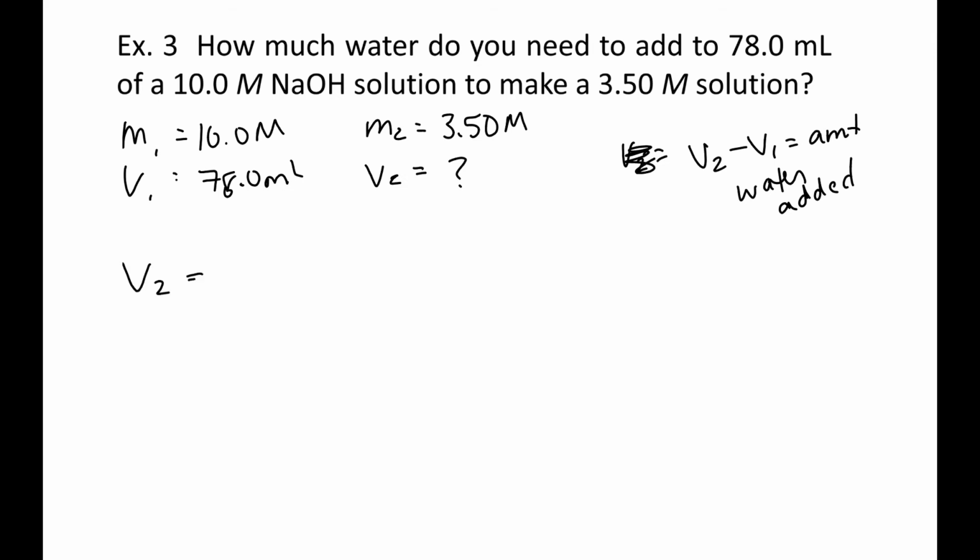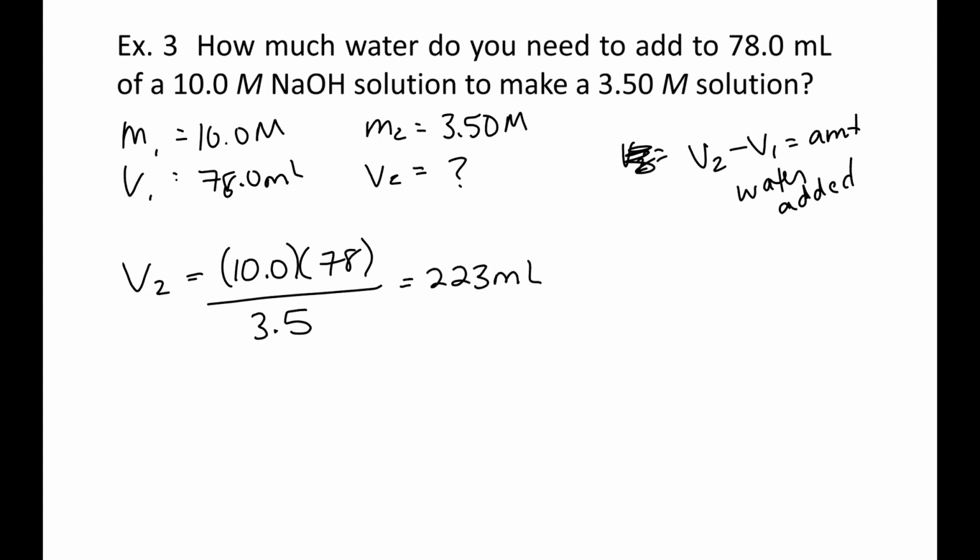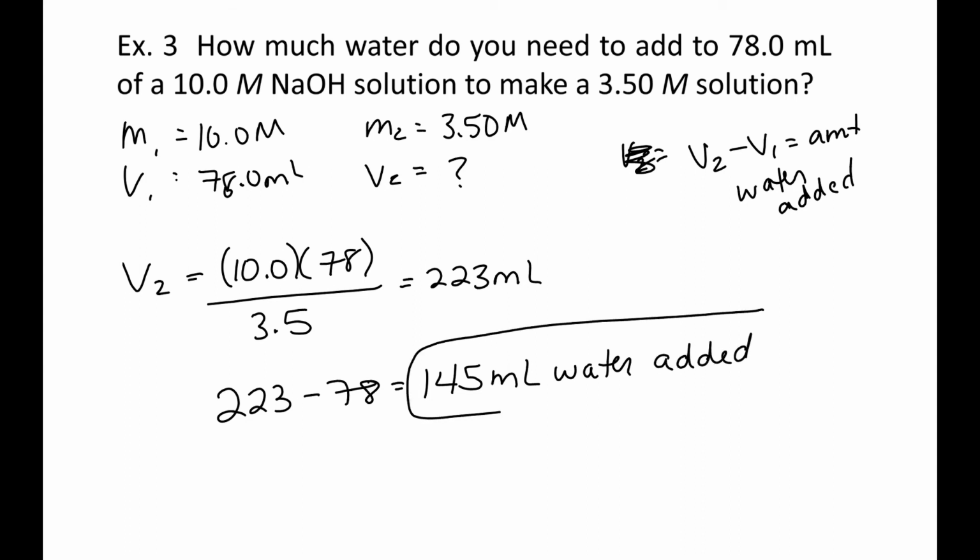So V2 is going to be 10.0 times the 78 divided by 3.5, and that gives you 223 milliliters. Now that's the final volume. That's not how much water you're adding. You're starting out with 78 milliliters, and you've got to end up with 223 milliliters. So 223 minus 78 gives you 145 milliliters of water added. Okay?